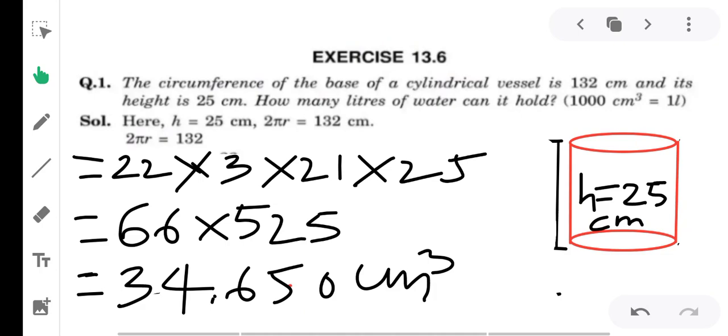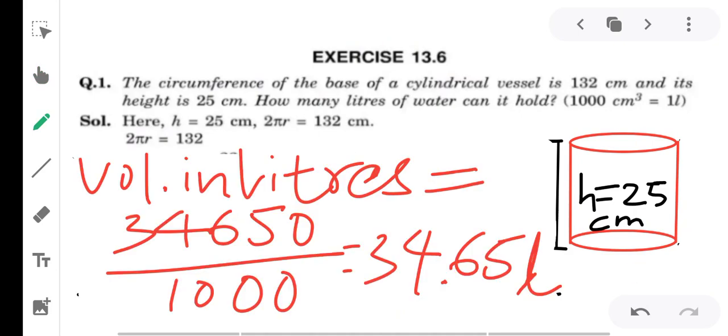Now we have to convert this volume into liters, right, because in the question they are asking for the volume in liters. So for that we have to use this conversion: 1000 centimeter cube is equal to 1 liter. So what we can do, 34,650 is divided by 1000, right. So इसको divide यहाँ पर कर देंगे हम.